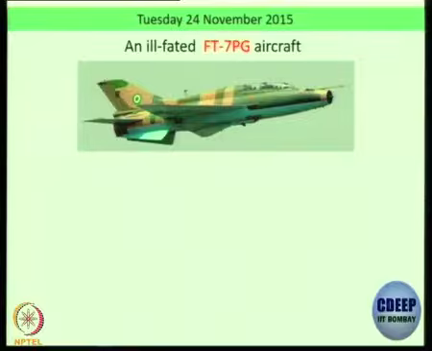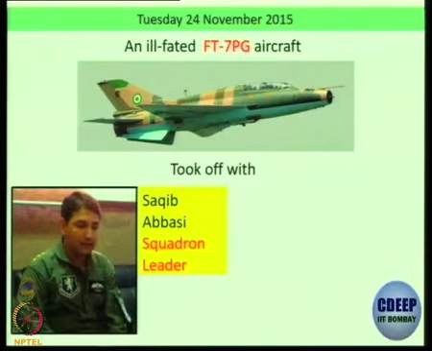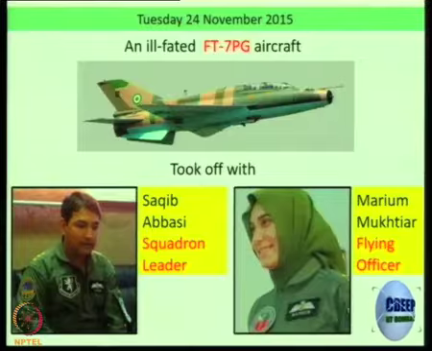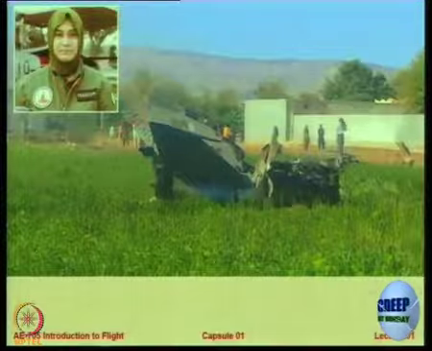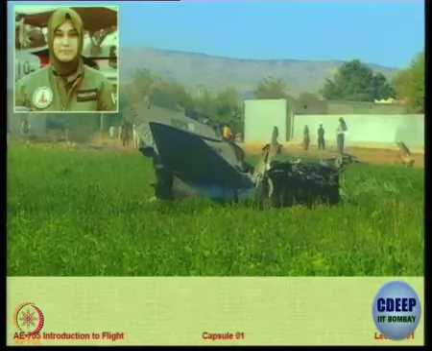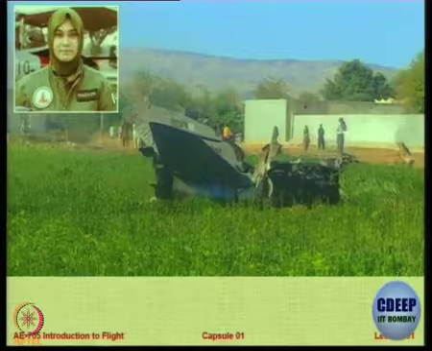So there is a very interesting story that this is the FT-7PG, a Chinese aircraft. You can see there are two, what do you see? 2 ventral fins are mounted. And what about the intake? It's a nose mounted intake. So this is an authorized licensed version of a Chinese aircraft, which was a copy of a Russian aircraft. Okay, it took off with one squadron leader as the teacher and Mariam Mukhtar as the flying officer, and there was a crash, and there is a very beautiful documentary documenting her life and also this whole incident.